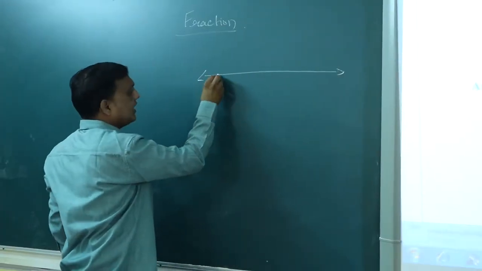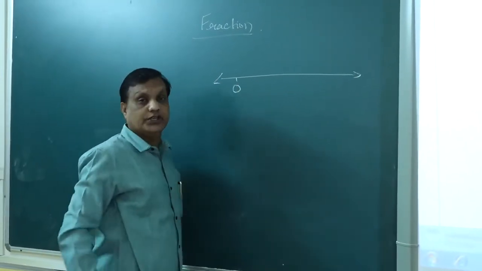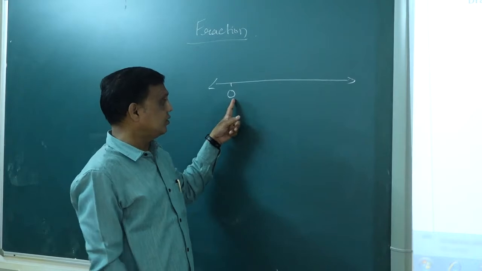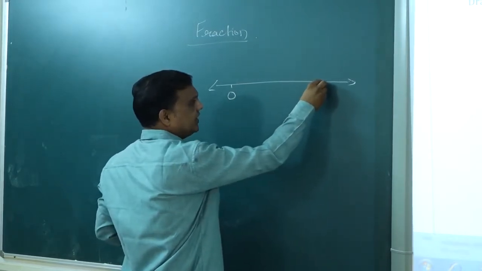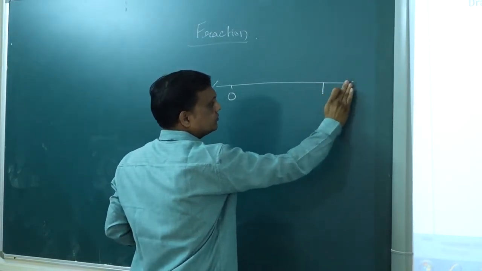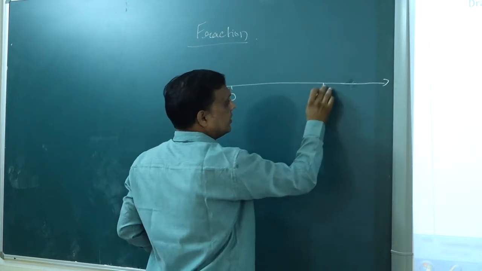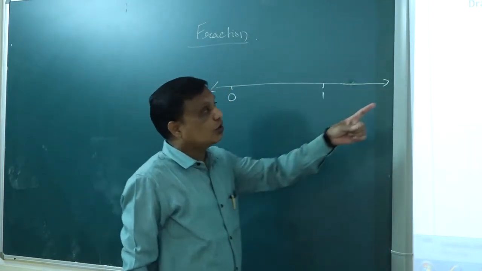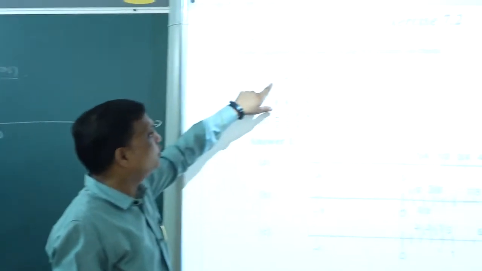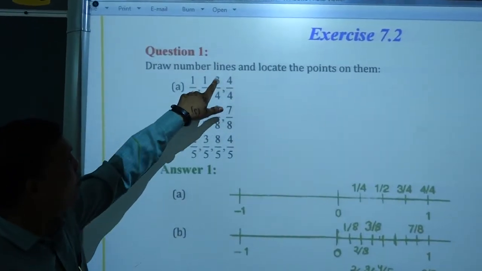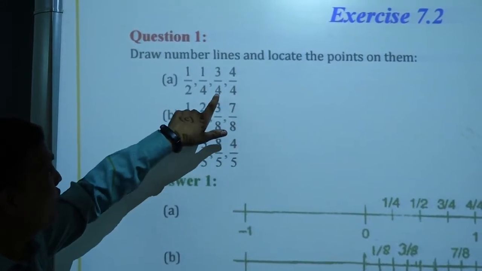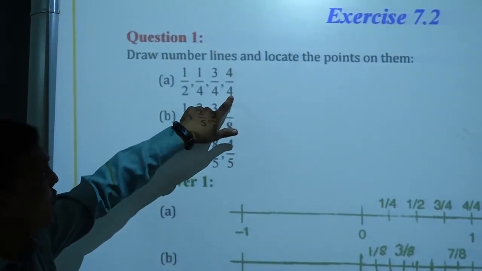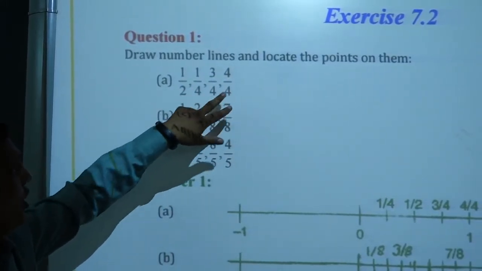As you know, when writing the number line, the starting point is 0. Somewhere we will assume that here is 1, and to the right of 1 is 2. So here the question gives 1 upon 2, 1 upon 4, 3 upon 4, 4 upon 4. You have to show these numbers on a number line.